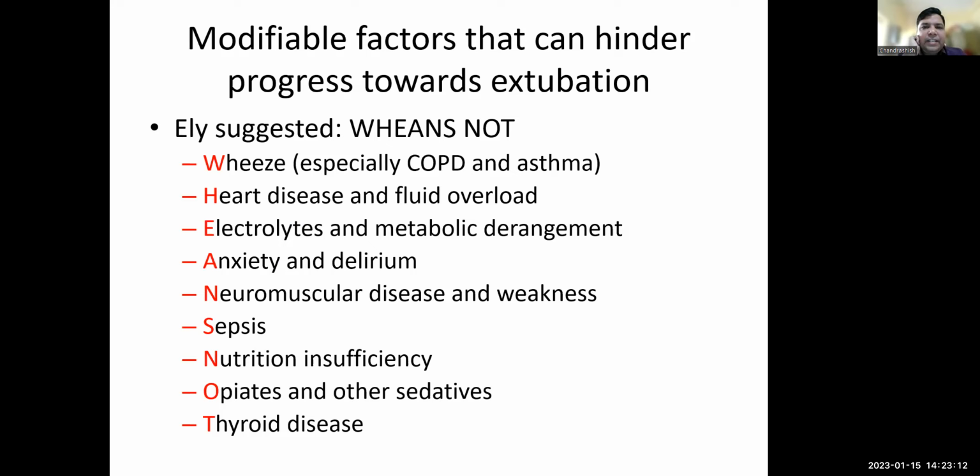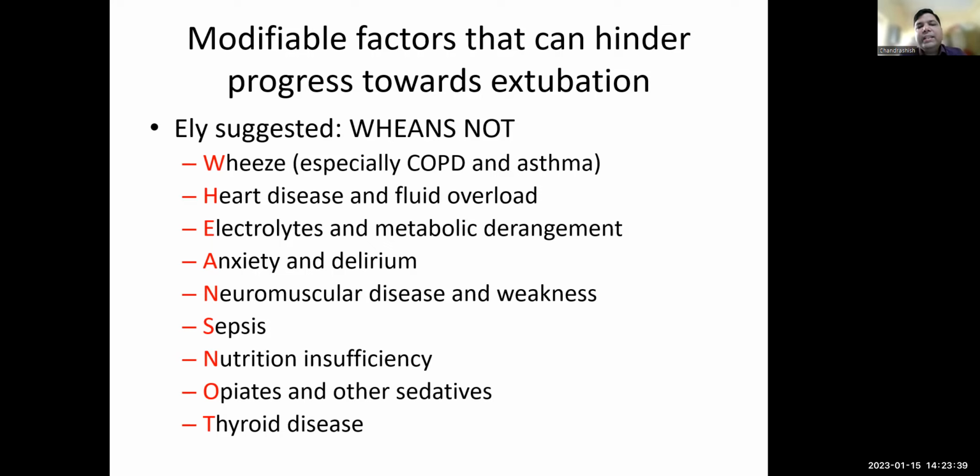Now, LI suggested a mnemonic which is called wean snot. This I thought will be interesting and useful for students. So these are the modifiable factors that can hinder progress towards extubation. And when you are considering somebody for extubation, we need to make sure that we have been able to control these things as far as possible.